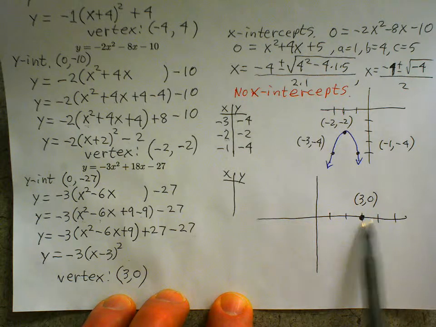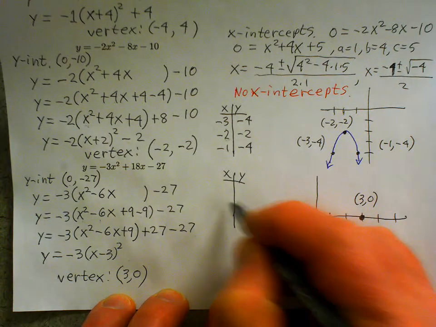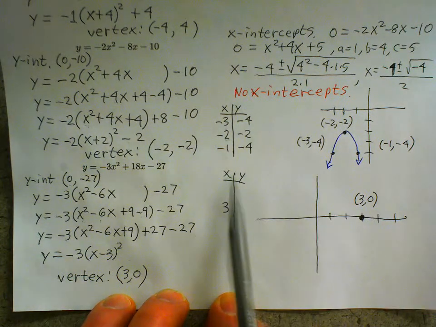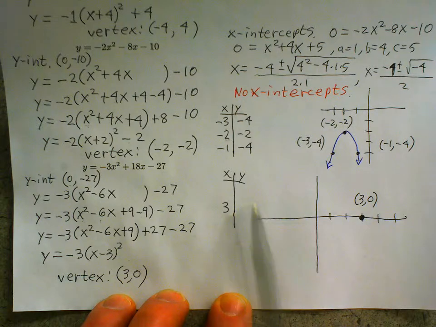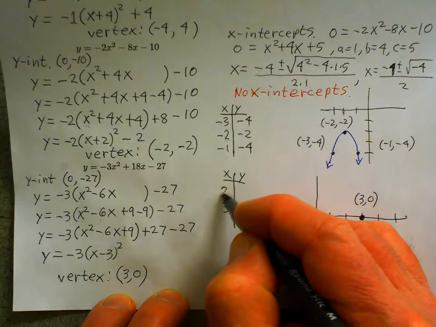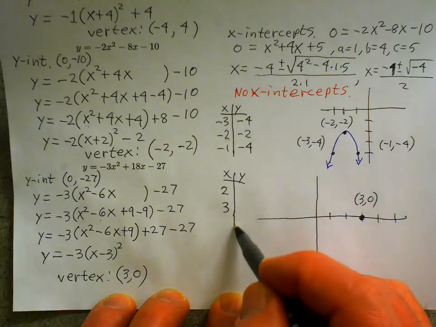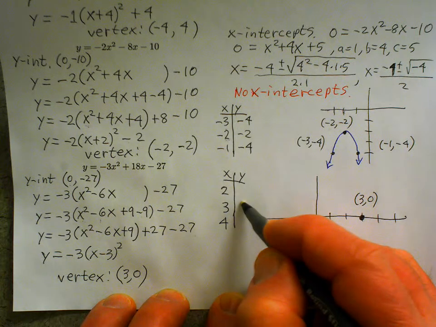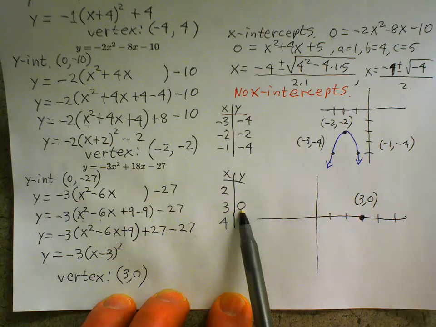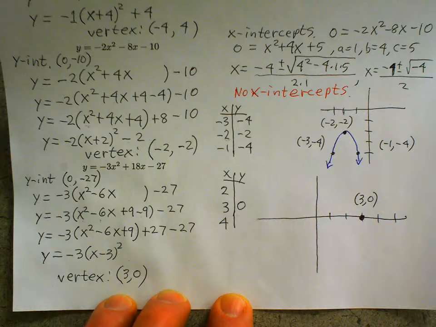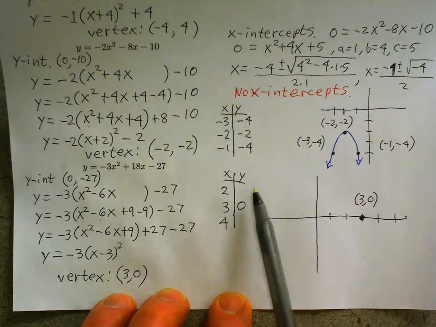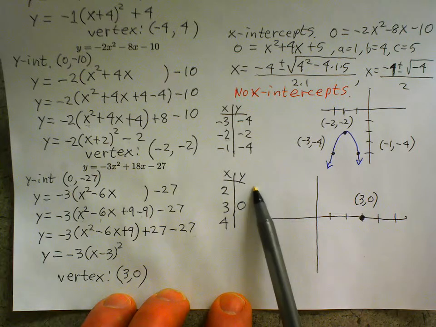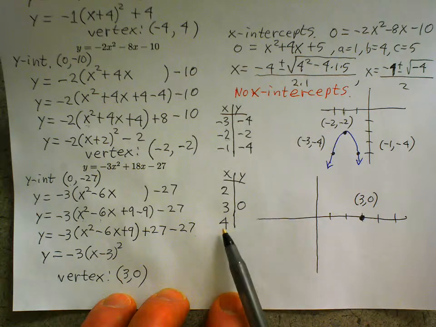So I'll use the same strategy that I typically use. The x-coordinate of the vertex is 3. So for the x values, I'll use 3 as my middle value. Then I'll pick an integer smaller than 3, like 2, and then another integer for x bigger than 3, such as 4. And we know that the y-coordinate that goes with 3 is 0. And by symmetry, the y-coordinate that goes with x equals 2 is going to be the same y-coordinate that goes with x equals 4.